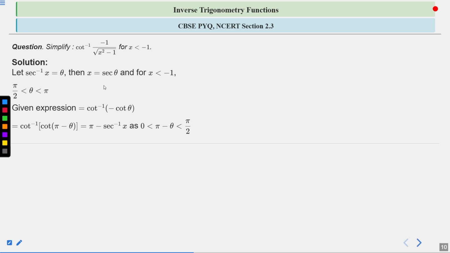Because if theta is lying between pi by 2 to pi, therefore pi minus theta will lie between 0 to pi by 2, and 0 to pi by 2 itself lies between 0 to pi. And cot inverse cot of theta will be equal to theta when theta lies between 0 to pi, and pi minus theta is also lying between 0 to pi. Clear? Therefore the final answer of the given expression is pi minus sec inverse x. Got it? Hope it's clear to you.